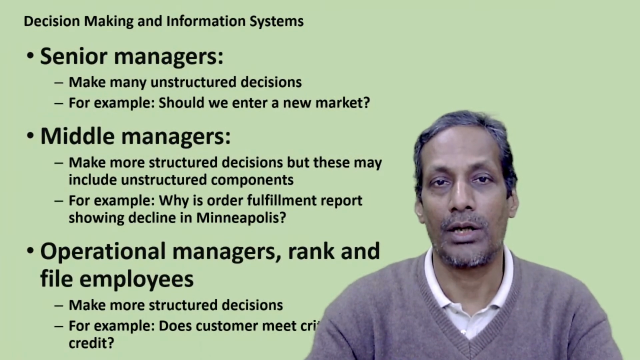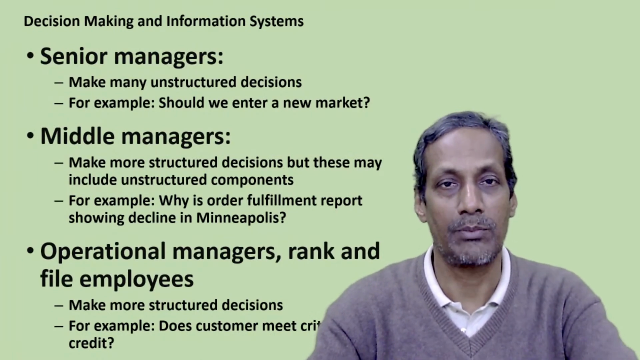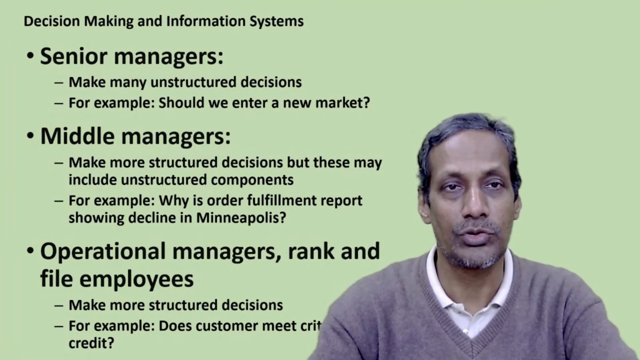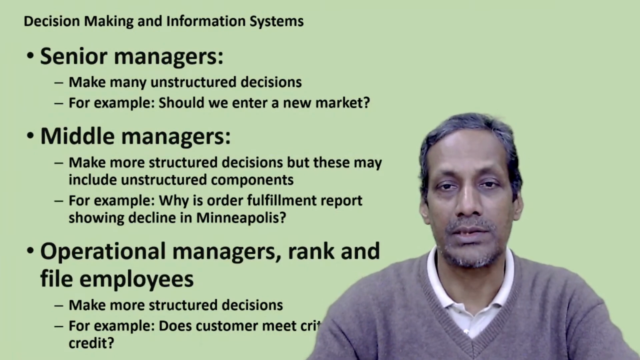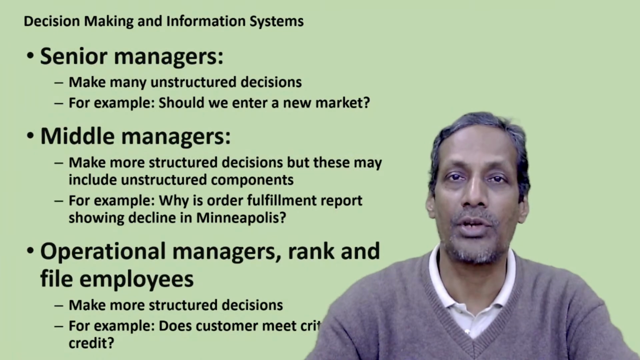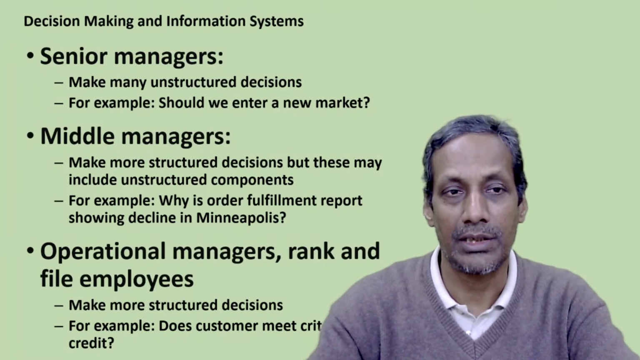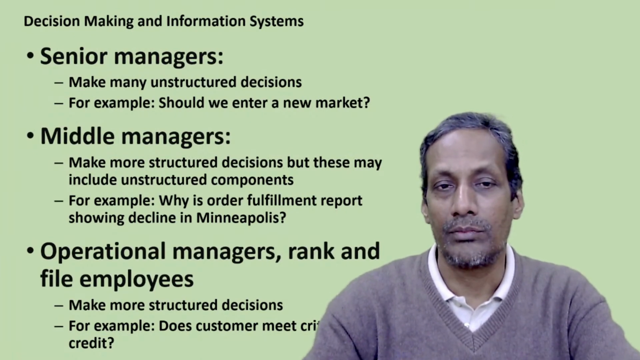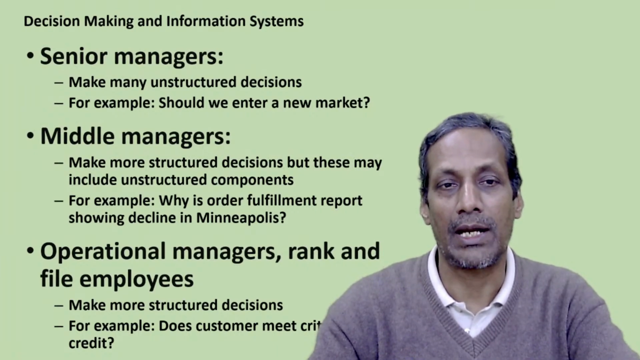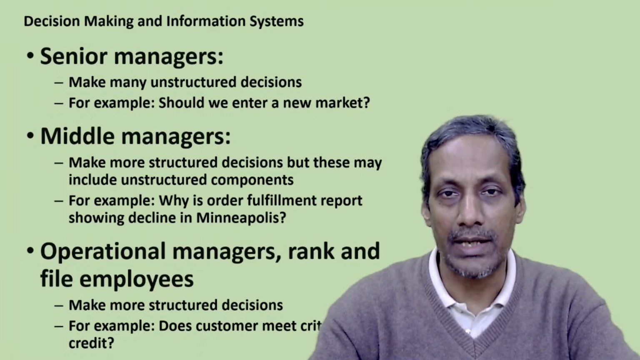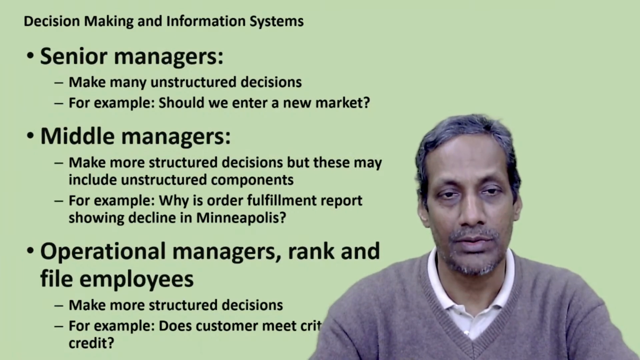For example, should the organization enter into a new market or not? An answer to this question can be provided by the information systems used by the top managers. The middle level managers make more structured decisions, but these may include unstructured components also. Like the problem of resource allocation can be semi-structured in nature. An answer to this kind of question, why is the order fulfillment report showing a decline? An answer to this kind of a question can be provided by mid-level information systems.